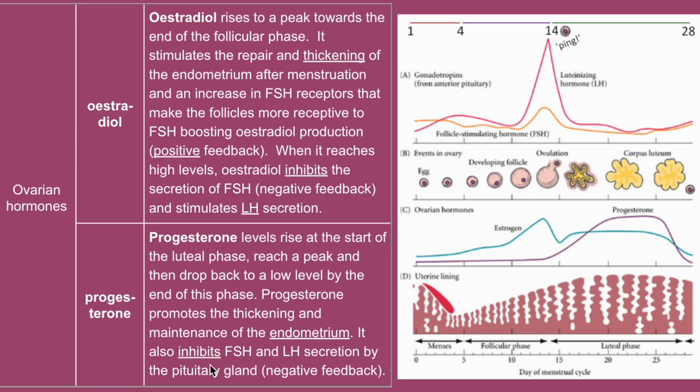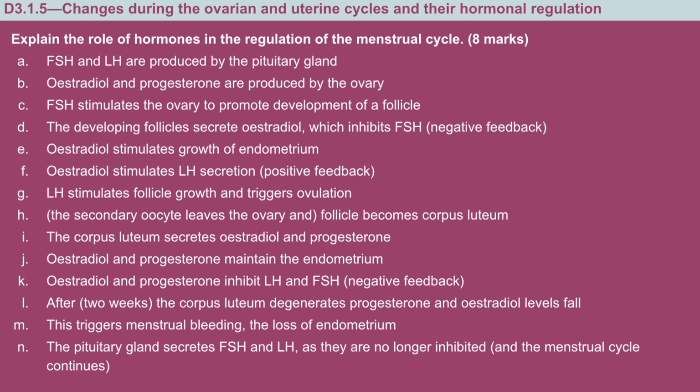Progesterone also inhibits FSH and LH secretion by the pituitary gland in negative feedback because, again, we don't want new follicles to be stimulated or new ovulation to occur while we're in this luteal phase, while we're waiting for that potential implanted egg. All right, now here is a previous question.